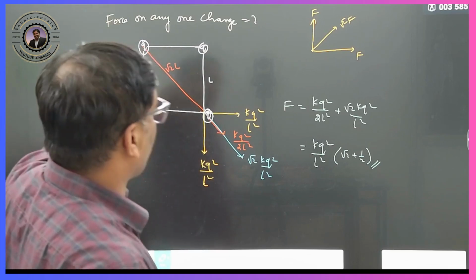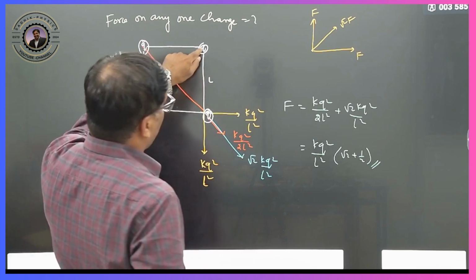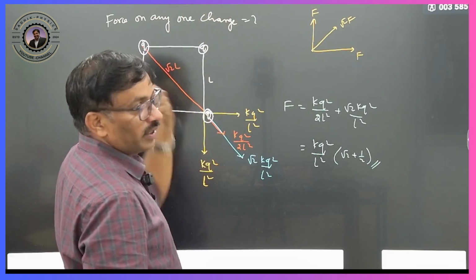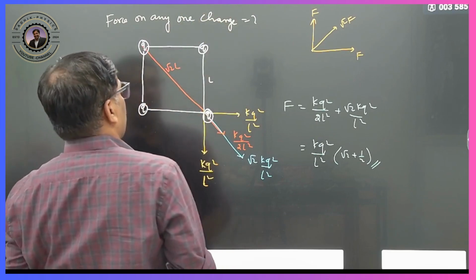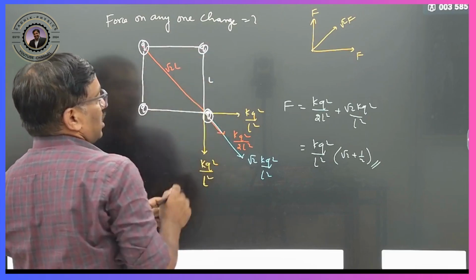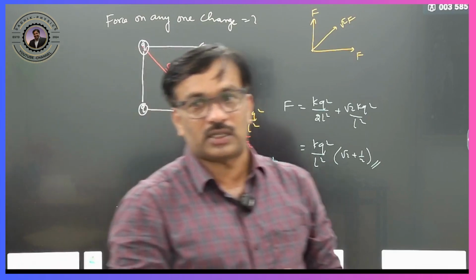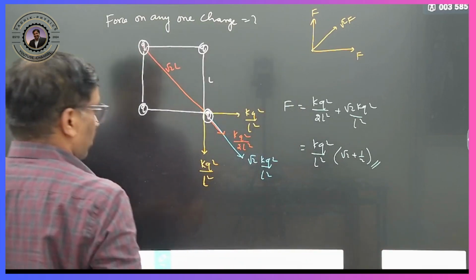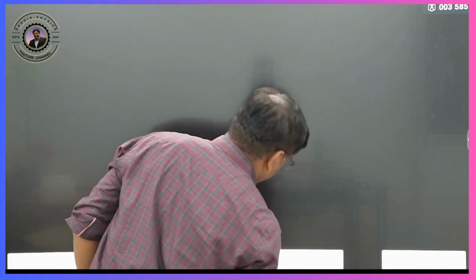If in any one of the charges the sign is reversed, definitely the entire thing will be different. Always you have to find it: if there are positive charges, there is repulsion; if there are negative and positive charges, they will attract. If you stick to that, then you will be able to solve the problems very easily.